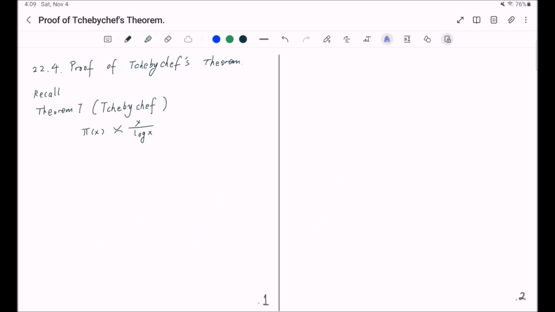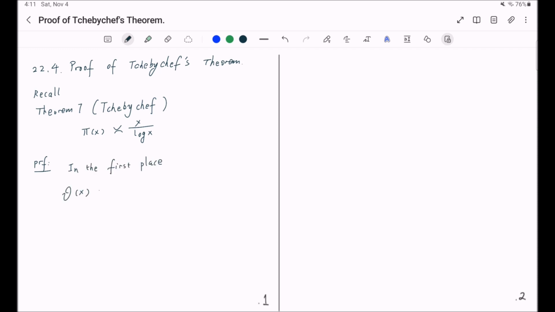Now we are ready to prove the following weaker version of the prime number theorem due to Tchebyshev, which states that pi of x grows at the same rate as x divided by log of x as x goes to infinity. Although we cannot infer from the theorem that pi of x divided by this quantity goes to 1 as x goes to infinity.